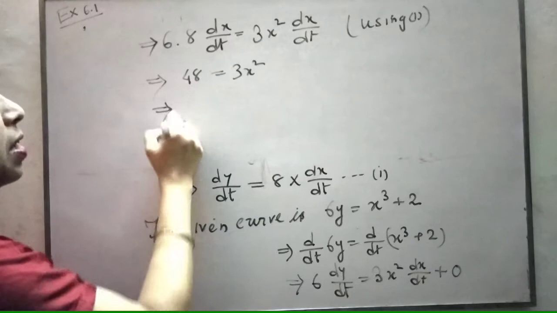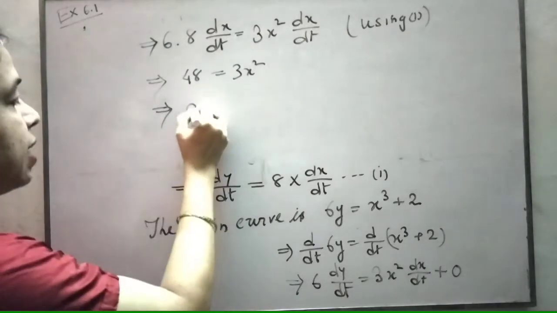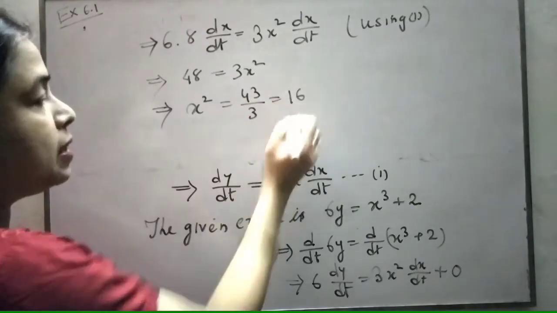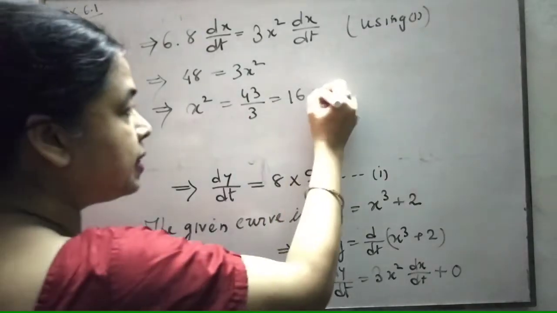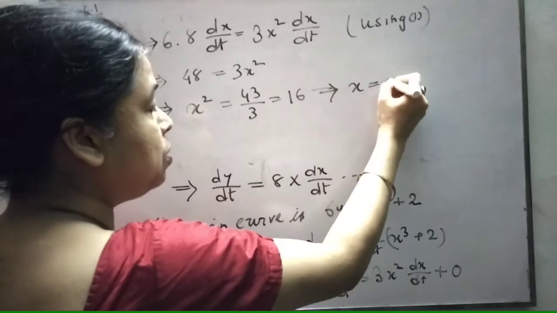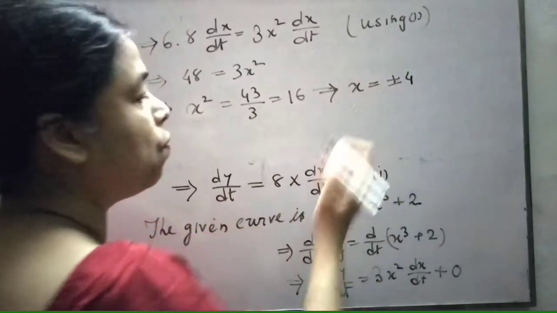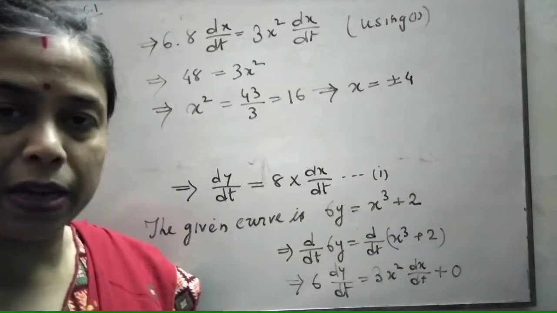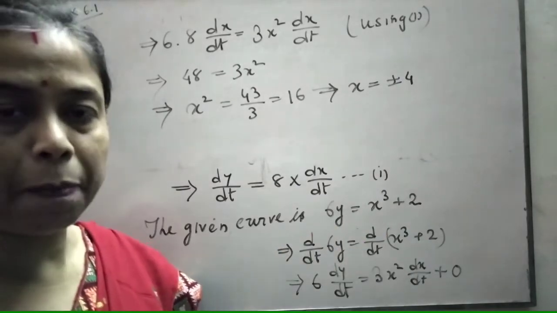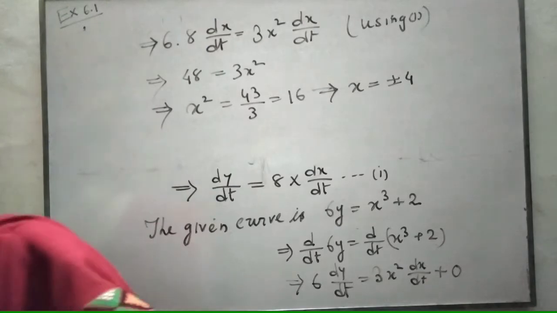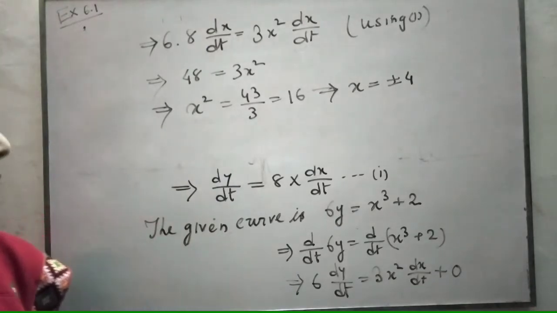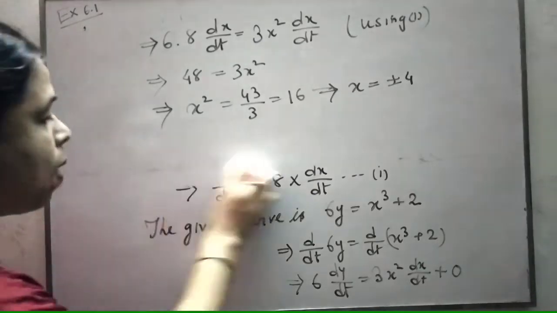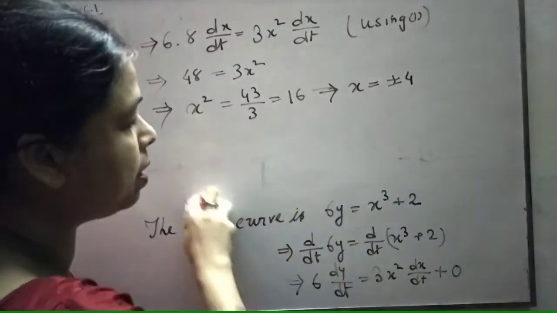If I cancel it, the product will be 48 is equal to 3x square. The equation containing only x is left. So x square is equal to 48 divided by 3, which is equal to 16. Since x is a point, x will be equal to plus or minus 4. We consider both signs because it may be positive or it may be negative. After this, what I have to find out now is the value of y. Now y can be found from the given curve.